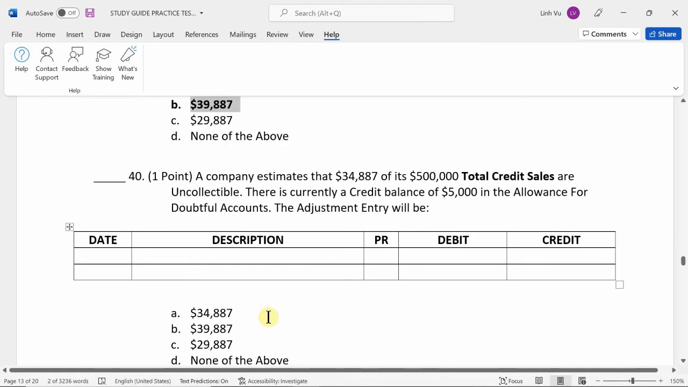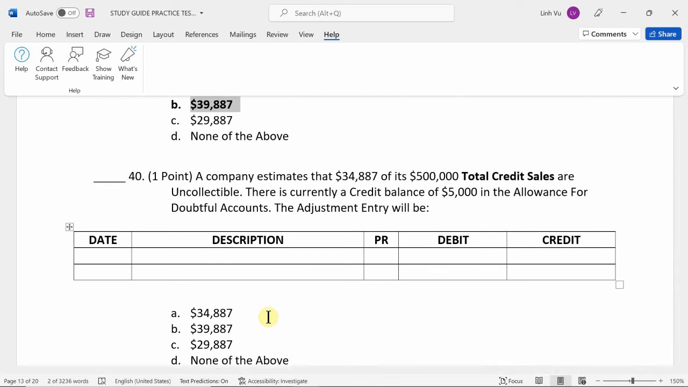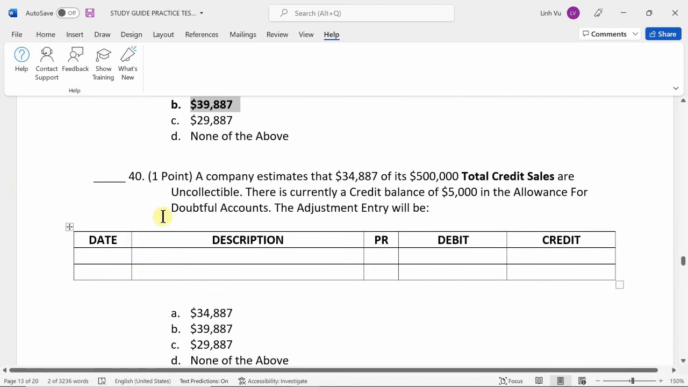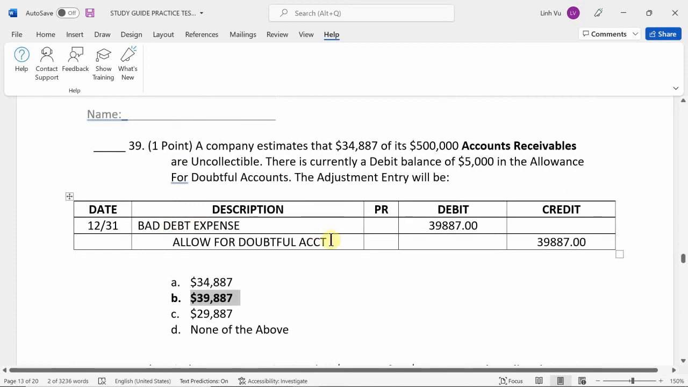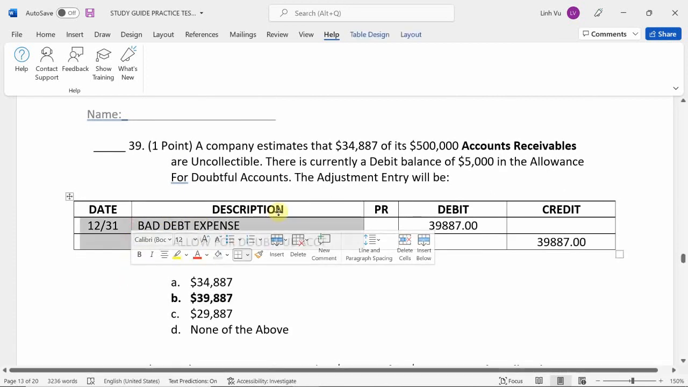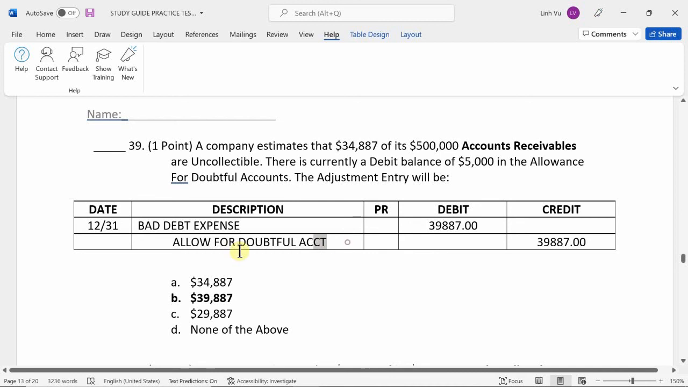Okay. So another example here for question 40. If a company estimates that 34,887 of a 500,000 total credit sales is to be uncollectible, okay? And there's currently a credit balance of $5,000 in the allowance for doubtful accounts. The adjustment entry will be A, 34,887, right? Because in this case, what indicated you to take the estimated number?